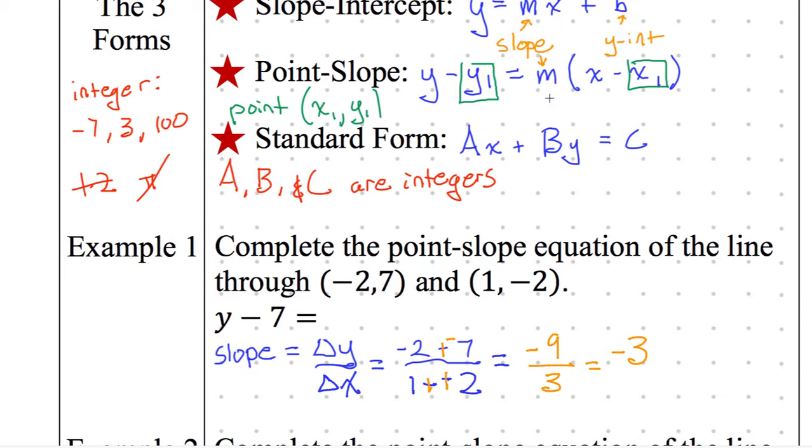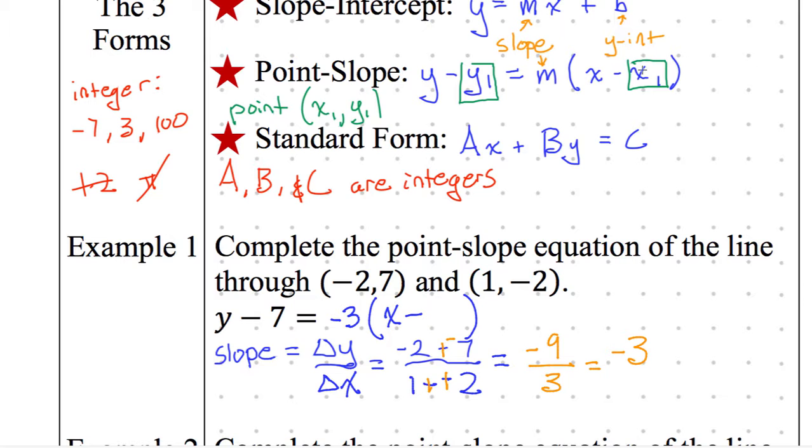So the next thing that I have to write is the slope, the m. Well, I found the slope. The slope is negative 3. So I'm going to write that negative 3. And then I need parentheses. So I start my parentheses. I always will have an x here. I will always have a minus sign here.